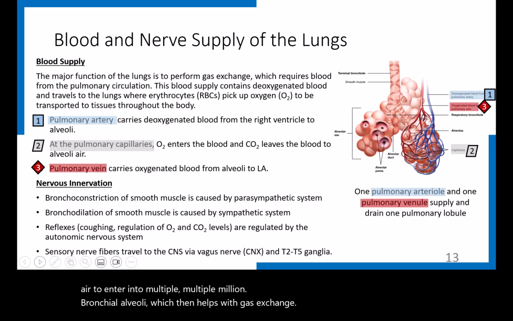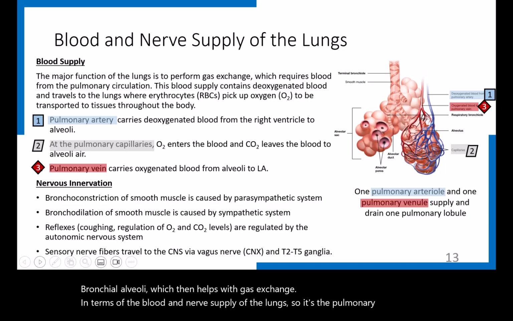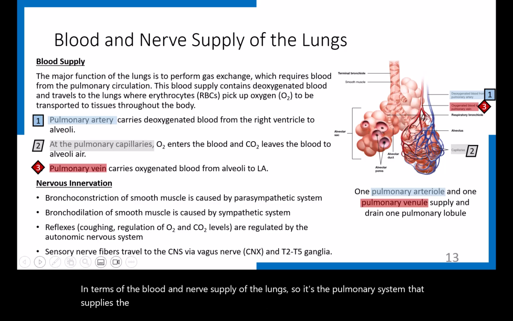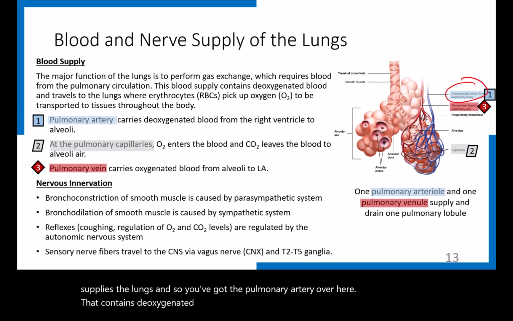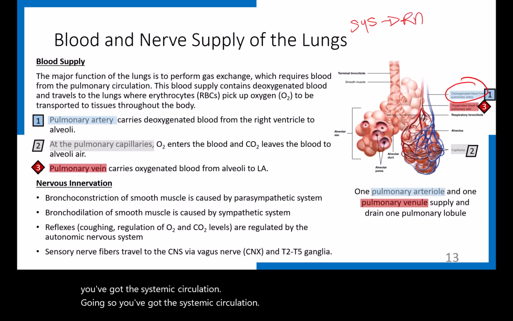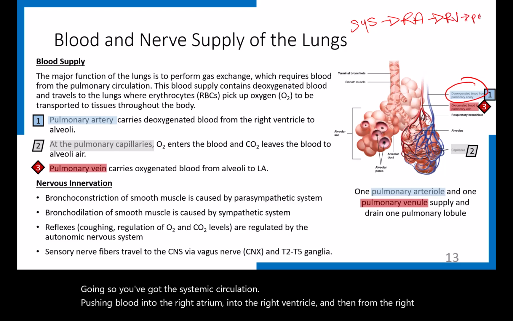In terms of the blood and nerve supply of the lungs, it's the pulmonary system that supplies the lungs. And so you've got the pulmonary artery over here that contains deoxygenated blood that's coming from the right ventricle, right? So you've got the systemic circulation pushing blood into the right atrium, into the right ventricle, and then from the right ventricle it goes into the pulmonary circulation.